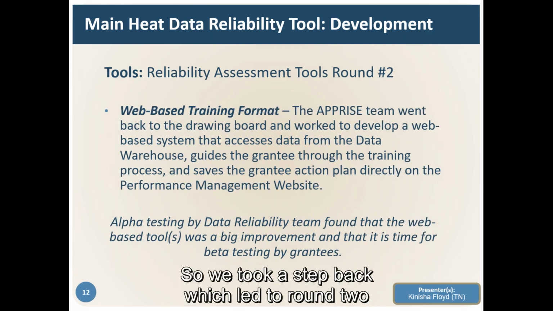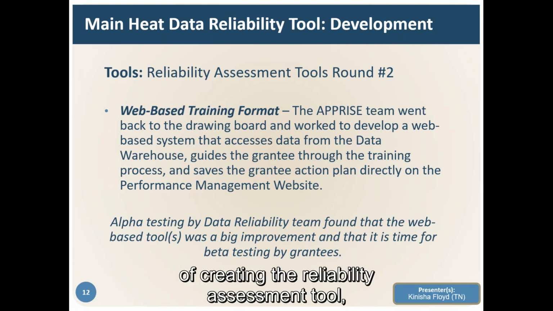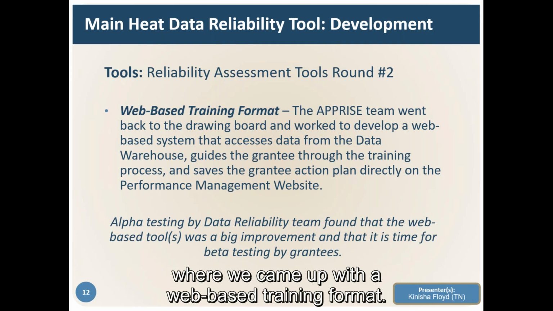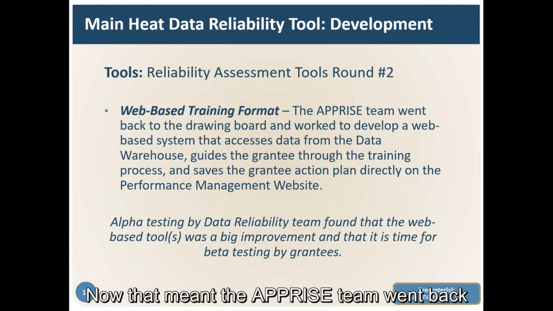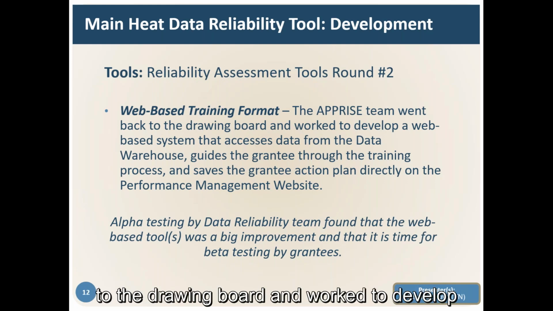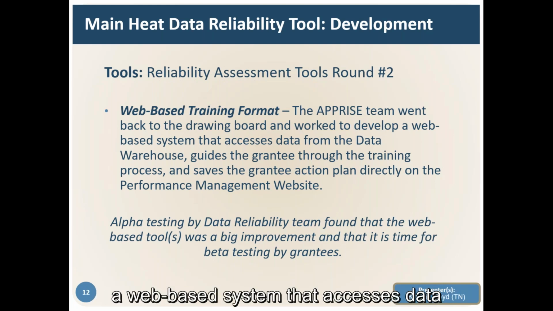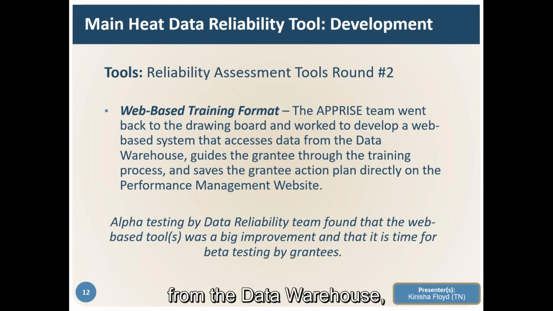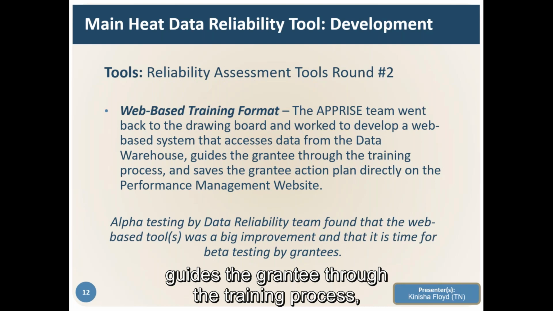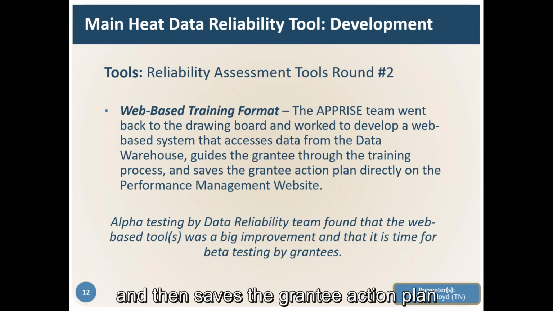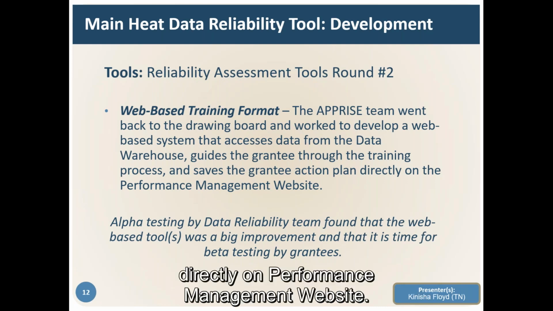So we took a step back, which led to round 2 of creating the reliability assessment tool, where we came up with a web-based training format. Now that meant the Apprise team went back to the drawing board and worked to develop a web-based system that accesses data from the data warehouse, guides the grantee through the training process, and then saves the grantee action plan directly on the performance management website.